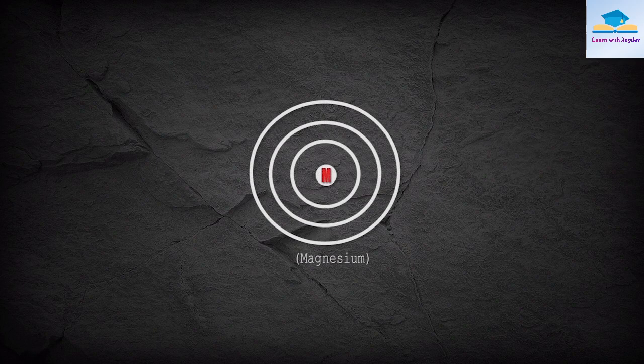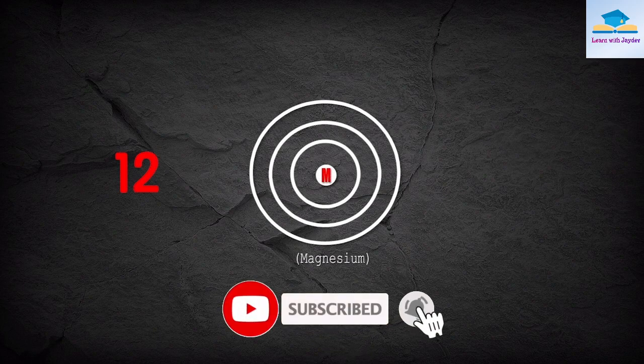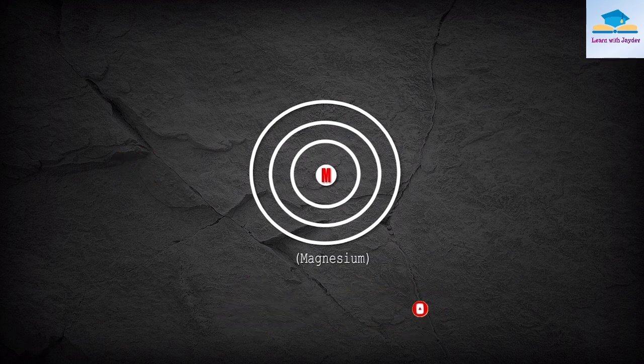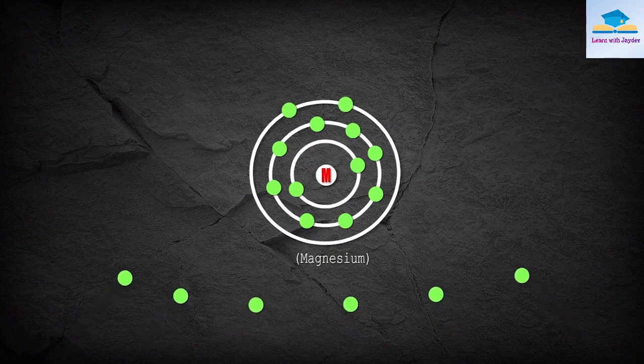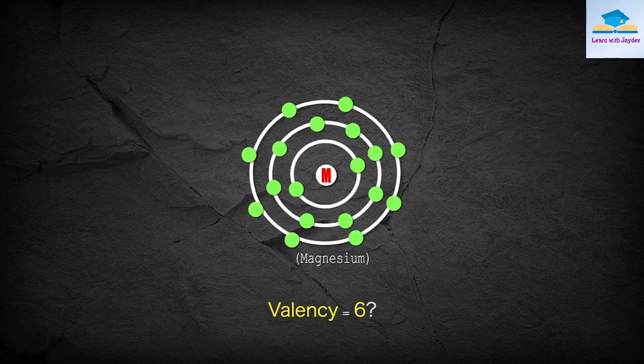Now, let us take the example of magnesium. Its atomic number is 12. Electronic configuration is 2, 8, 2. We see that for the outermost shell to be filled, 6 more electrons need to be gained. Does it mean that the valency is 6?